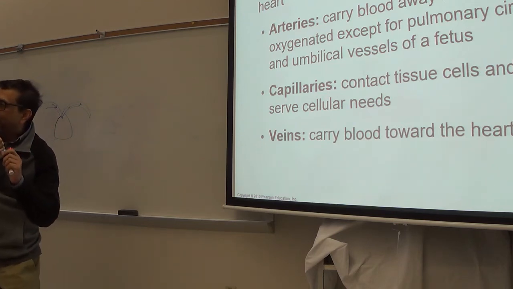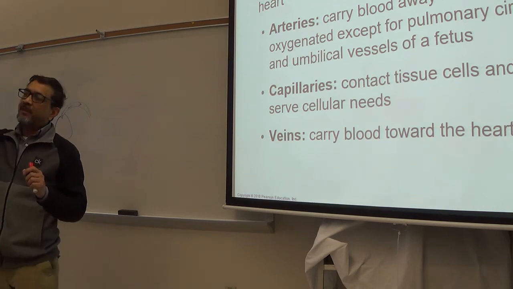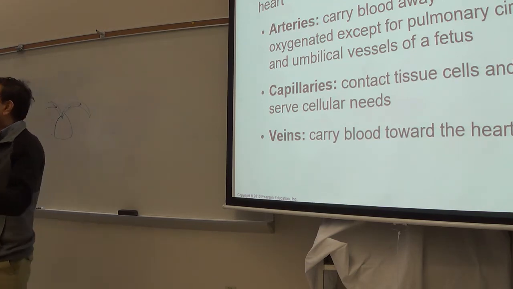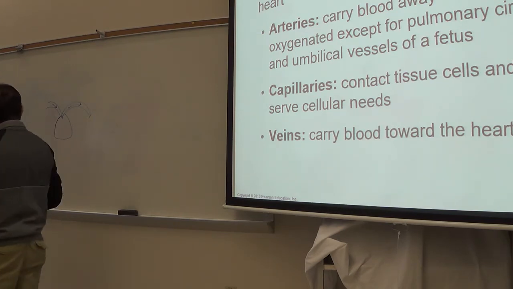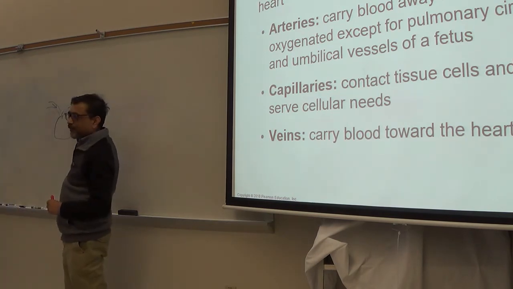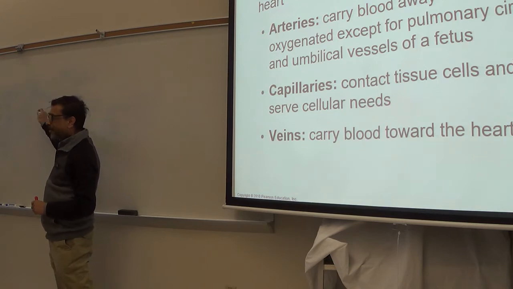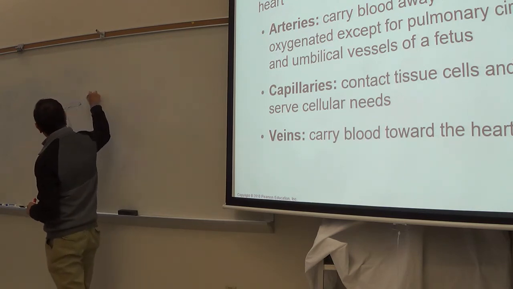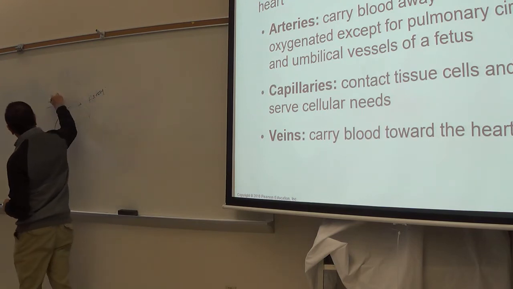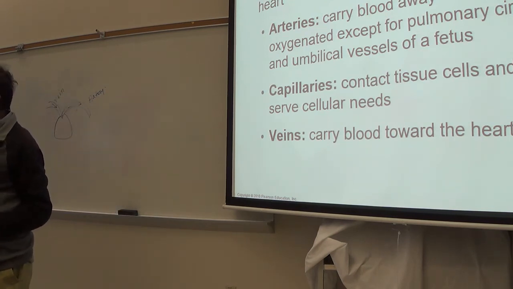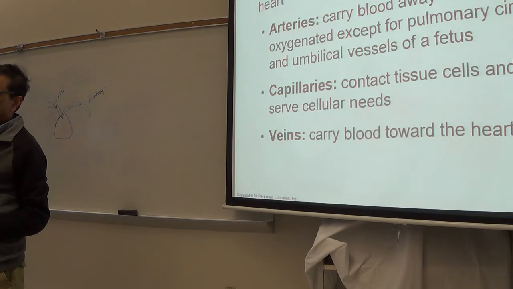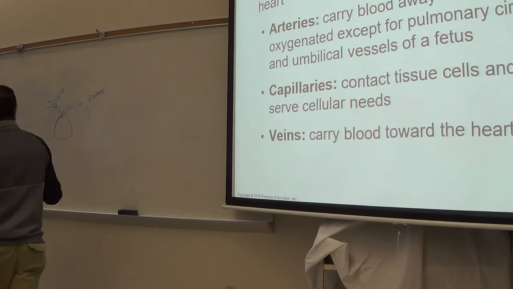The blood vessels that take the blood away from the heart, those are the arteries. The blood vessels that bring the blood towards the heart, or move the blood towards the heart, those are what? Veins. Is it clear? Okay. So this is artery. And this is vein. Remember, it doesn't matter what kind of blood is there, oxygenated or deoxygenated, doesn't matter. Arteries take the blood away from the heart, veins bring the blood towards the heart.